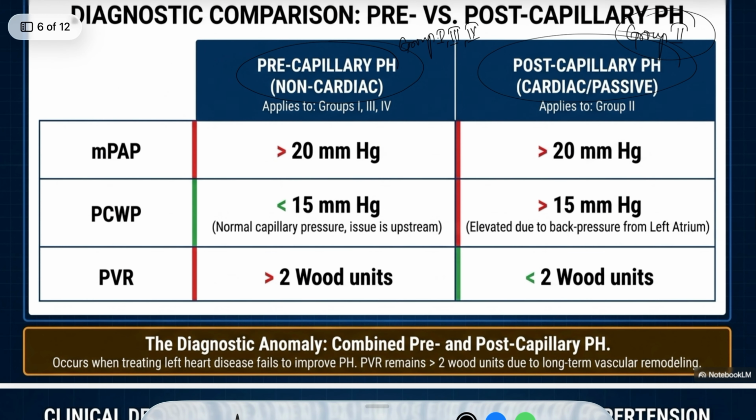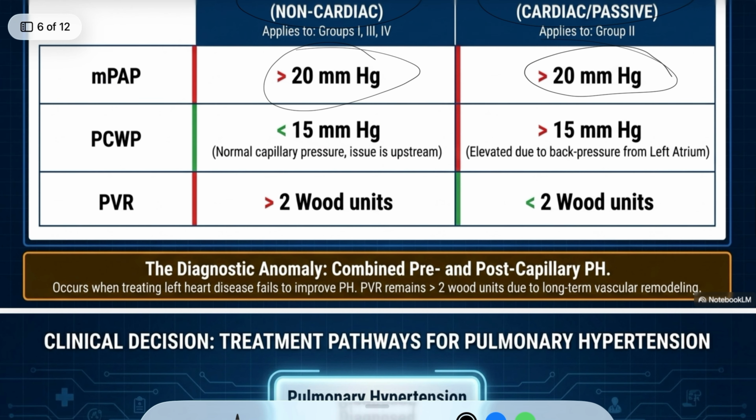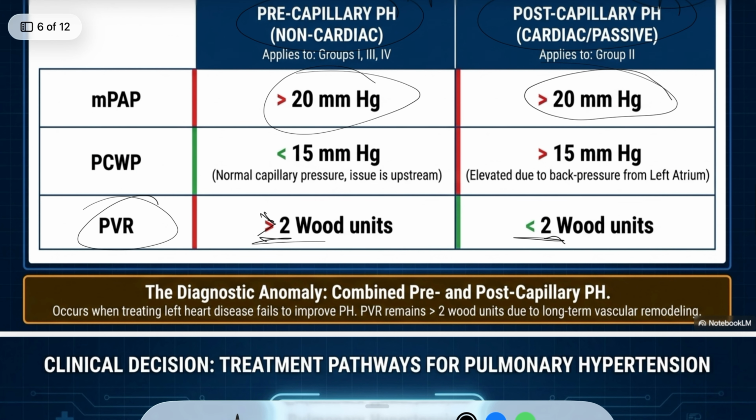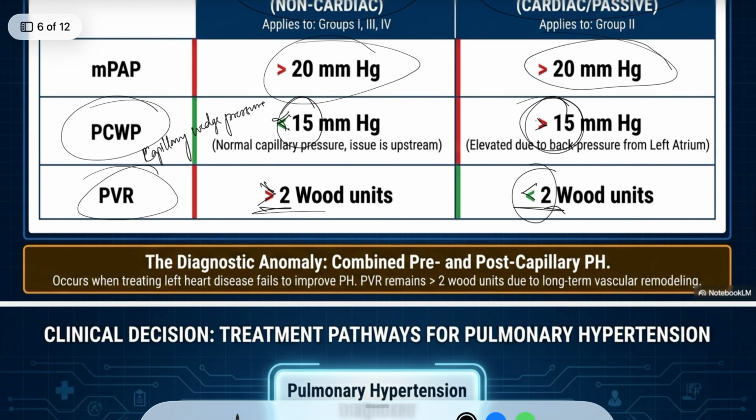So here are some magic numbers. The MPAP will be the same, because it's the magic number I said, and PVR again we have the value 2. It is more than 2 in pre and less than 2 in post. Then we have wedge pressure, no need to dig. We can call it capillary wedge pressure. Important topic, you need to remember 15. It is the only value which will be less in pre-capillary, and more in post-capillary.